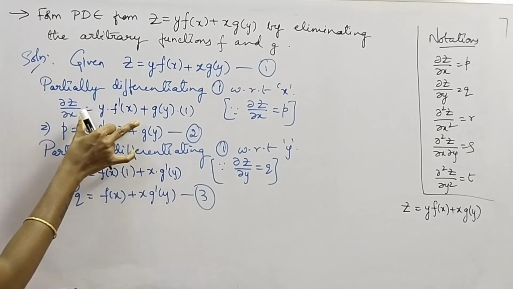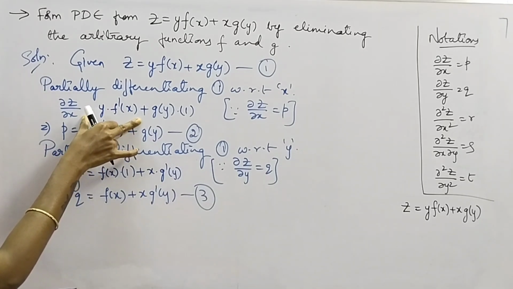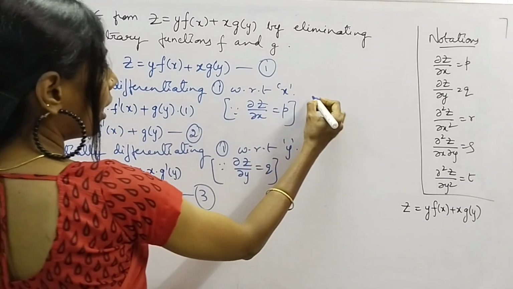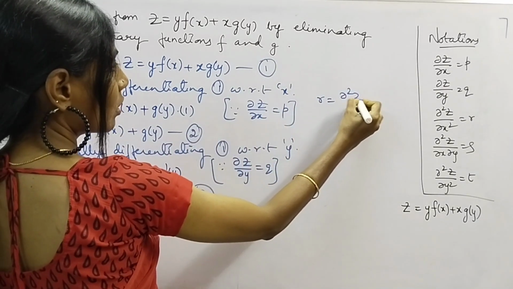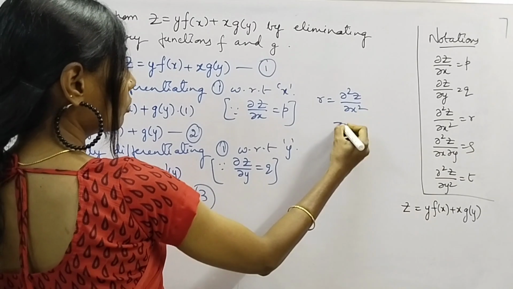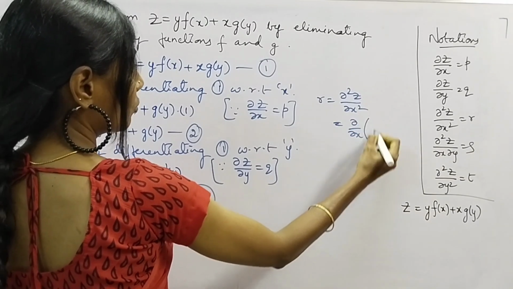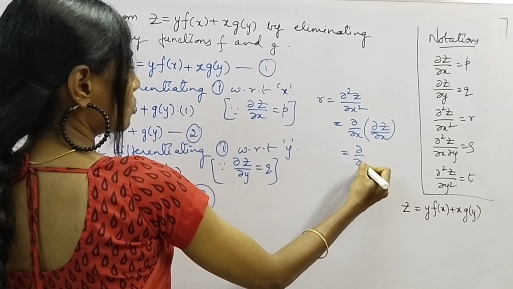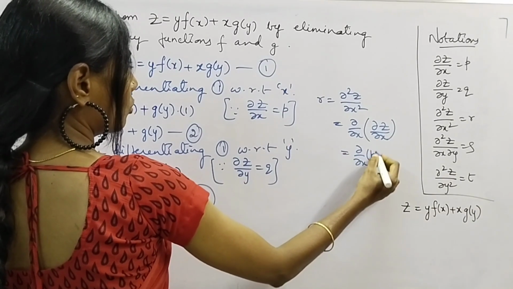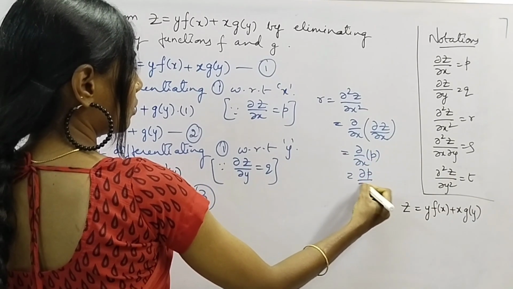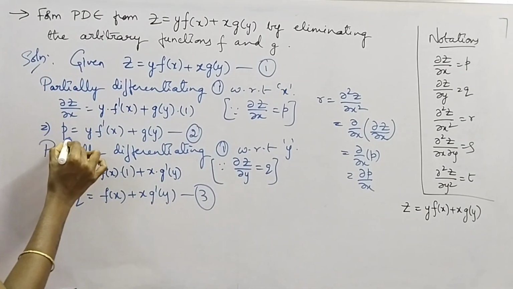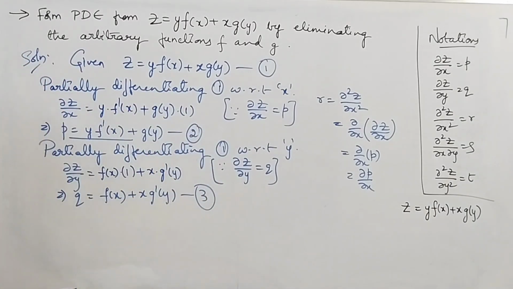Now let's partially differentiate equation 2 with respect to x. Now we need to find r. r is nothing but dou square z by dou x square, or we can write this as dou by dou x of dou z by dou x. We know that dou z by dou x is p, so the partial derivative of p with respect to x gives r. Now what we'll do? We'll partially differentiate equation 2 with respect to x.